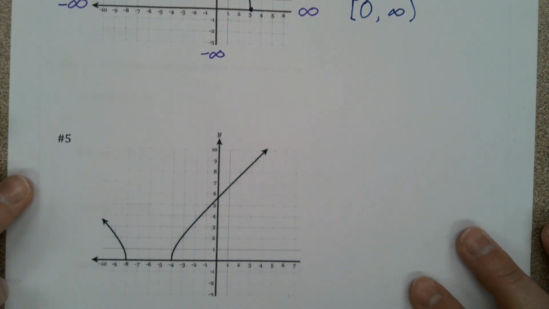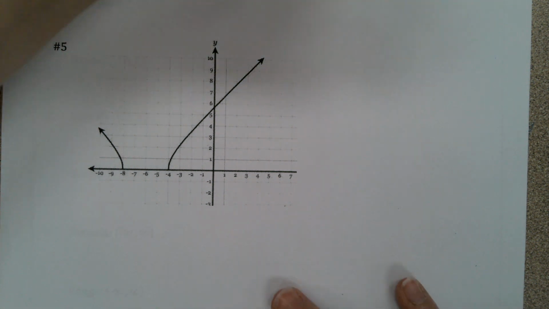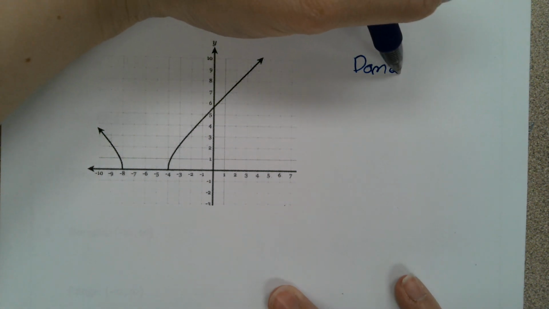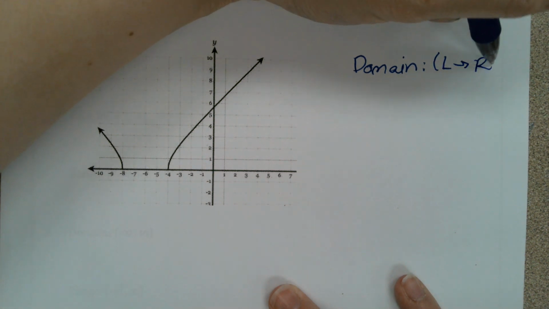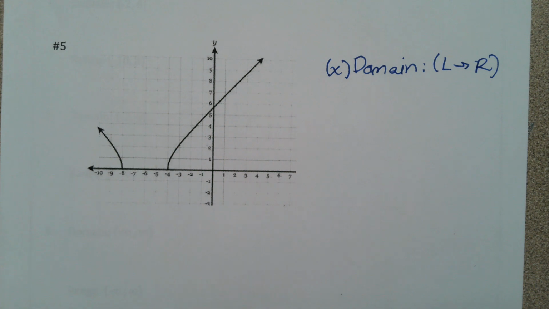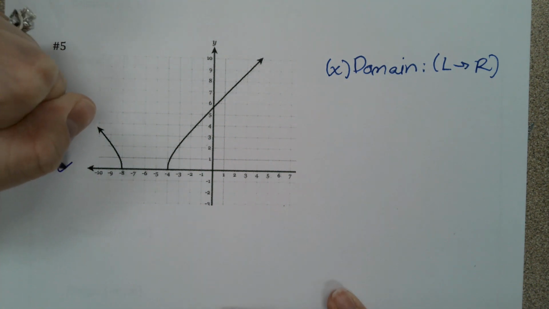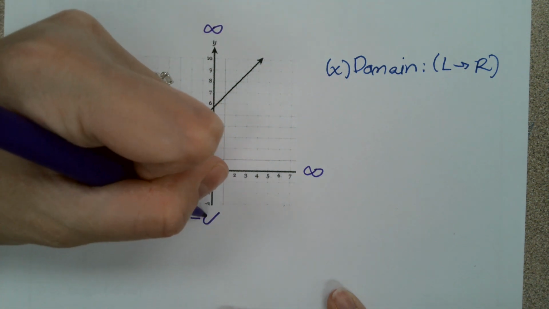I have one more and it addresses another issue. Domain. Again, we move from left to right. That's your x values. Don't forget about your infinities. Left is negative, right is positive. Up is positive, down is negative.